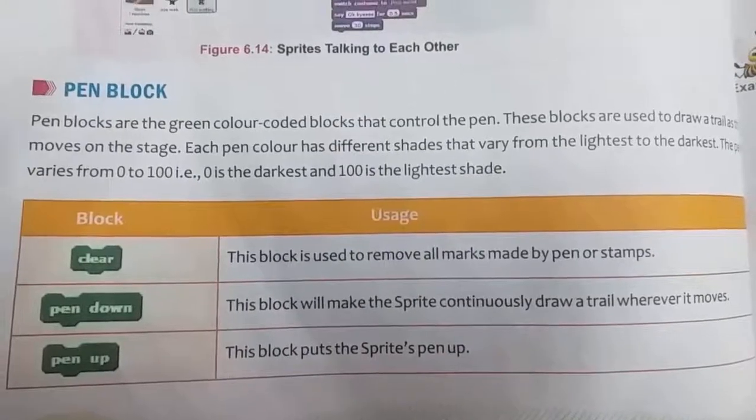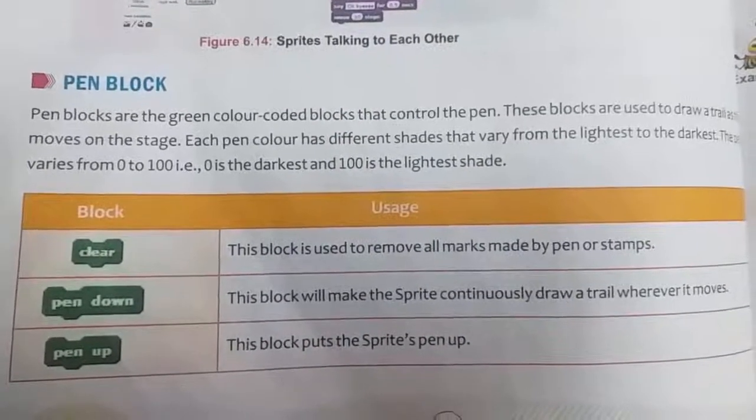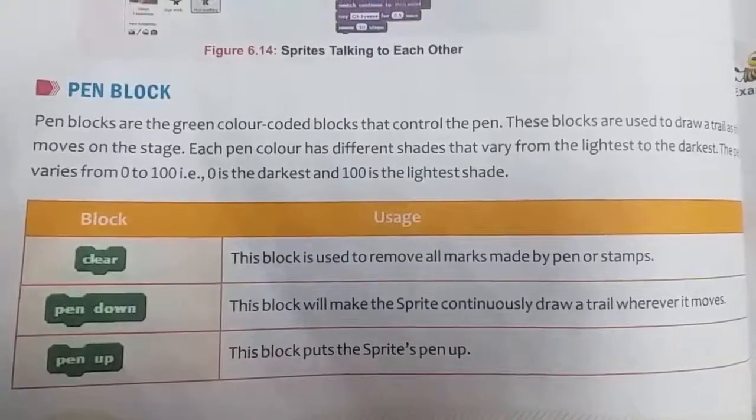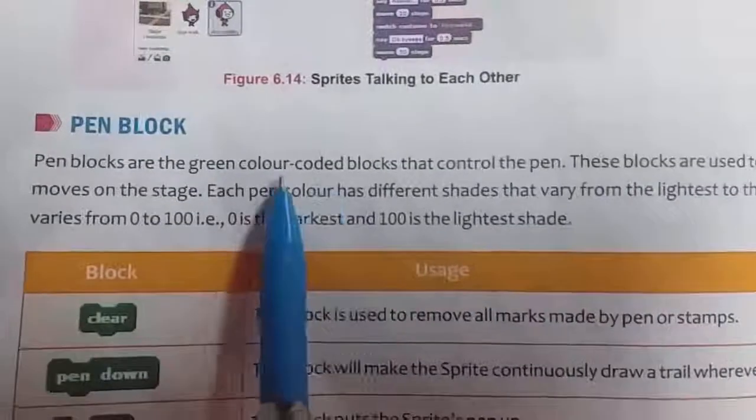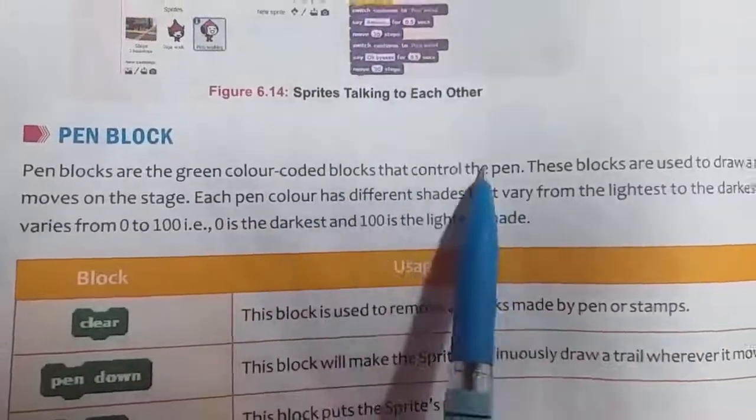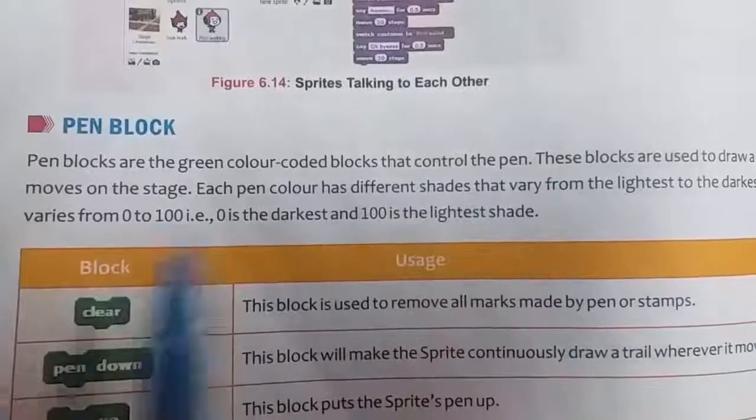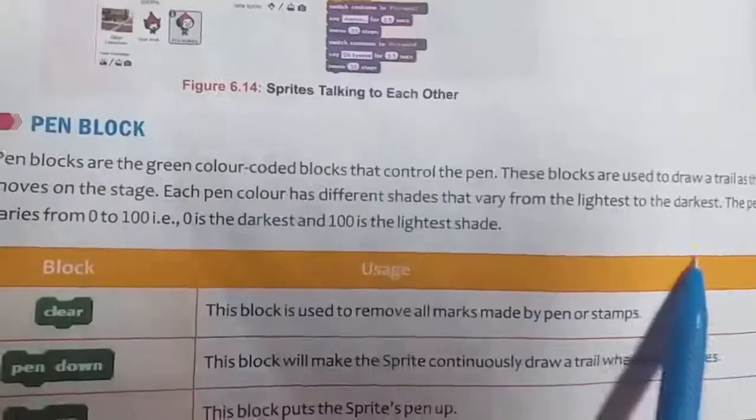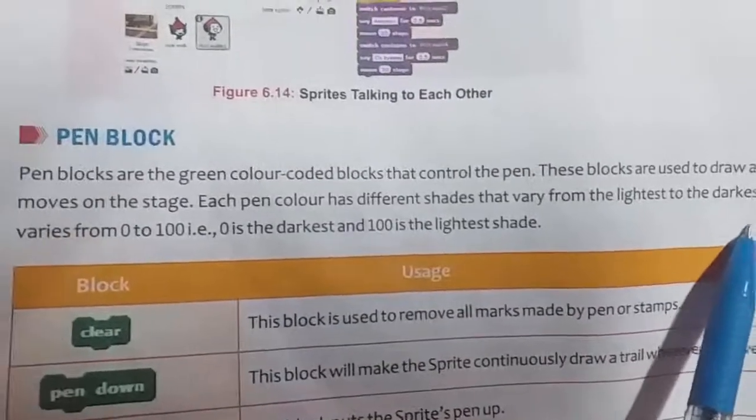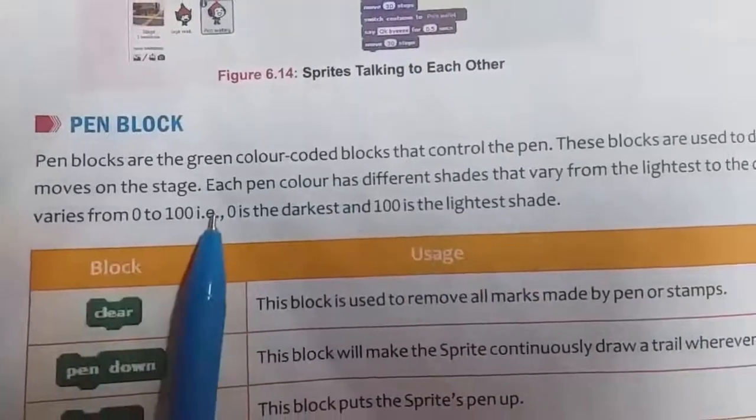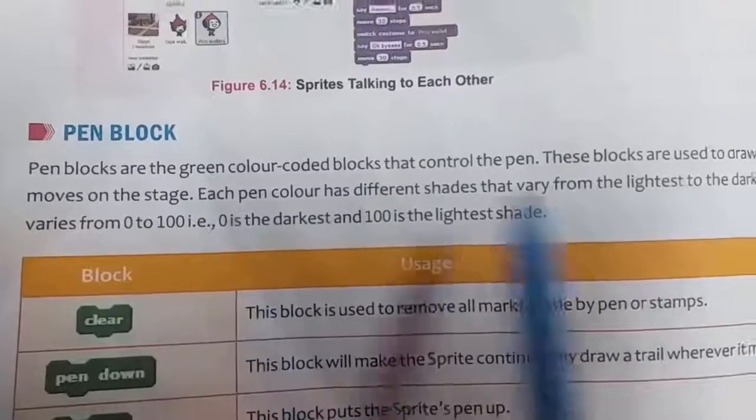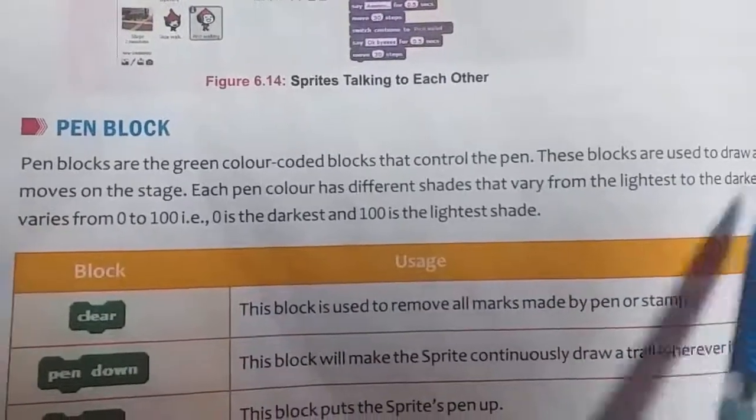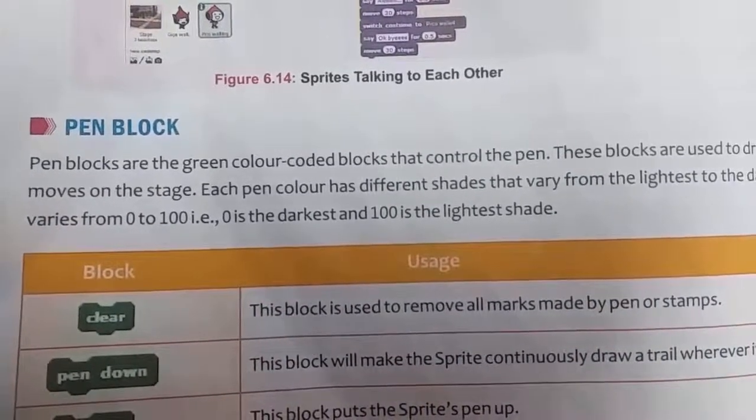Students, today we are going to continue the topic of lesson number 6. The topic is pen blocks. Pen blocks are the green color coded blocks that control the pen. These blocks are used to draw a trail as the sprite moves on the stage. Trail means it will draw lines.